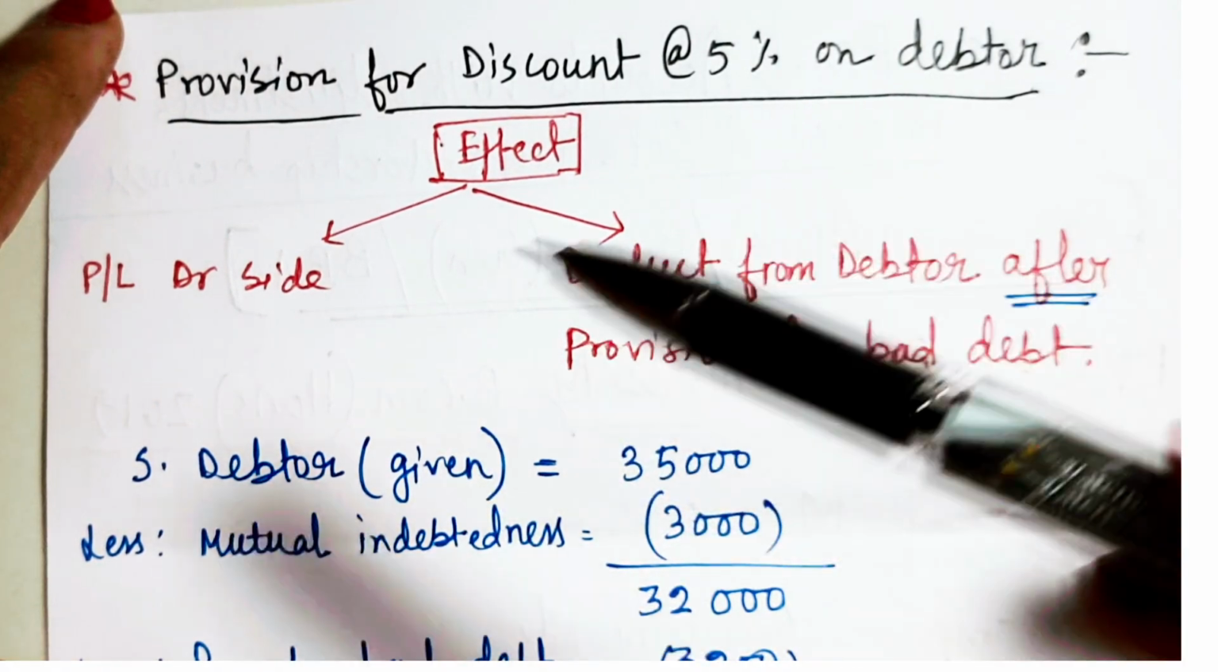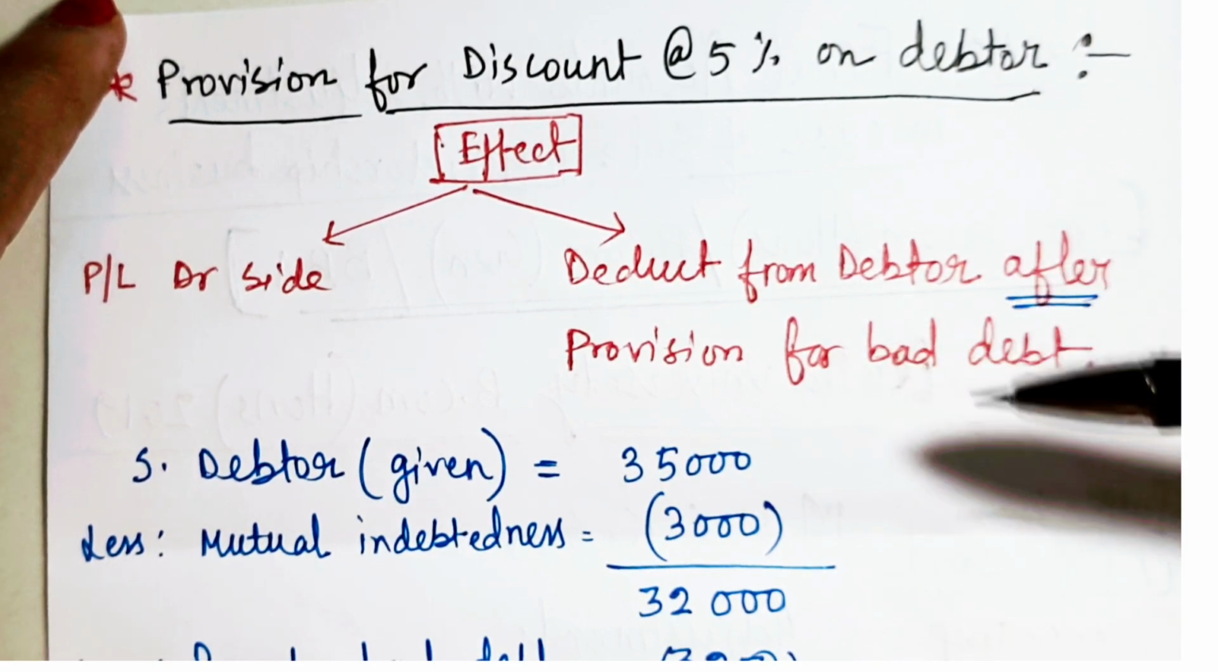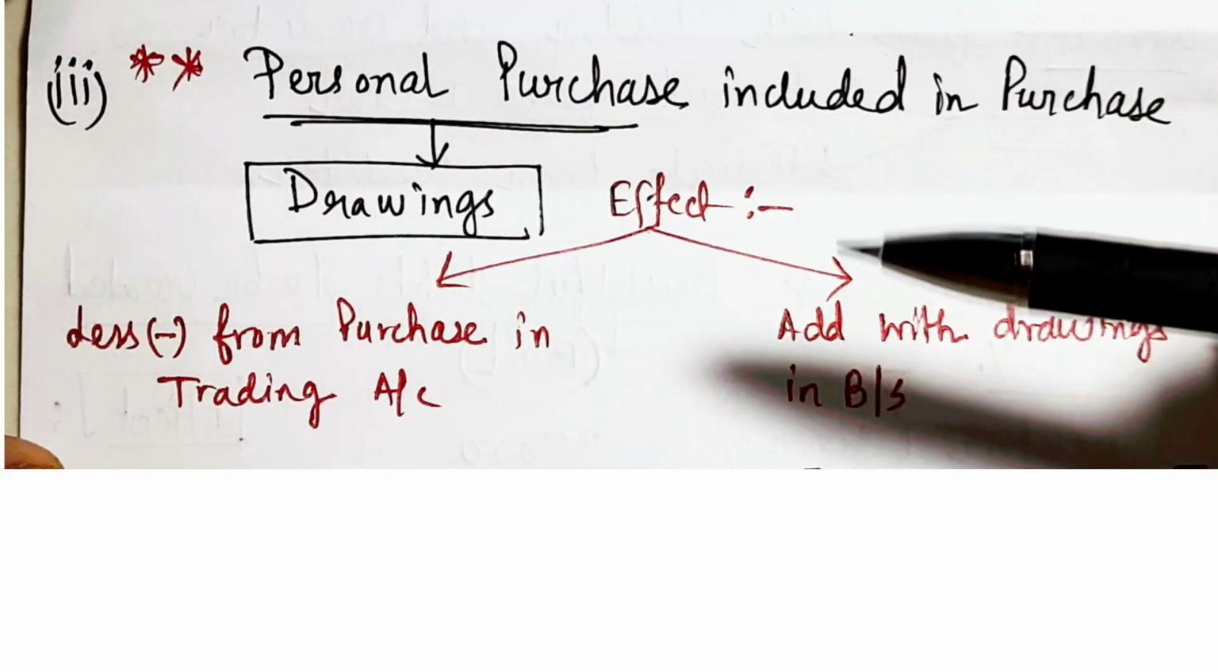इसका इफेक्ट क्या होगा, एक जाएगा PL डेबिट साइड में and दूसरा again we will be deducting it from the debtor. This would be after the provision for bad debt.